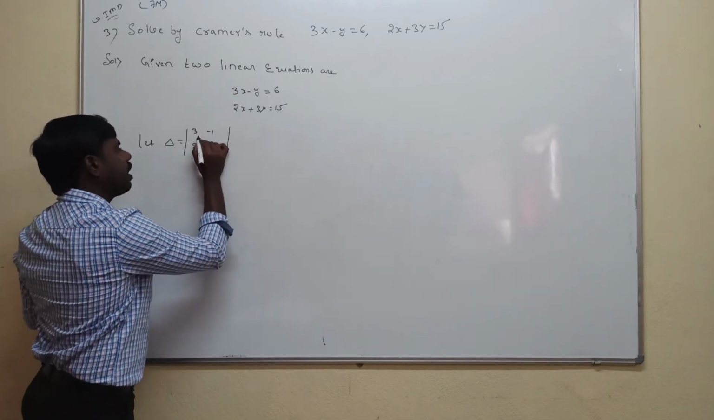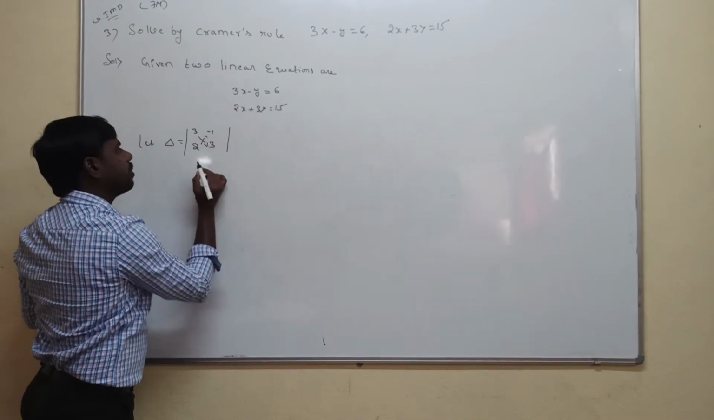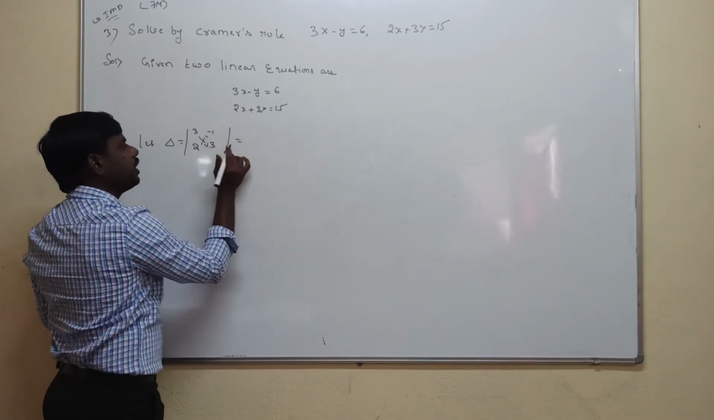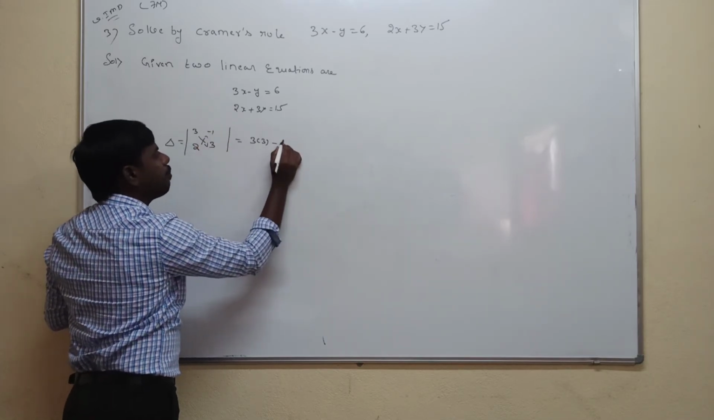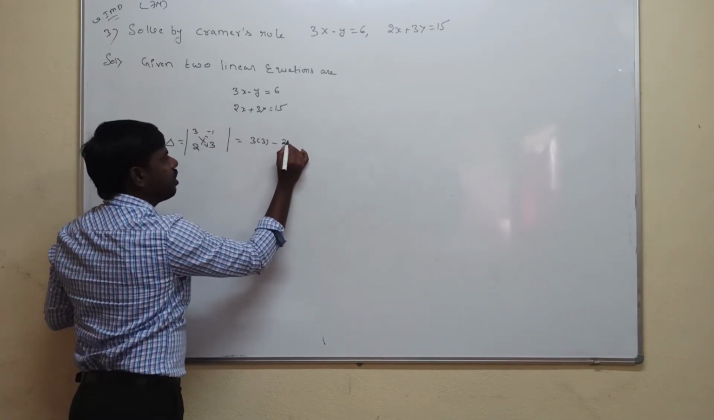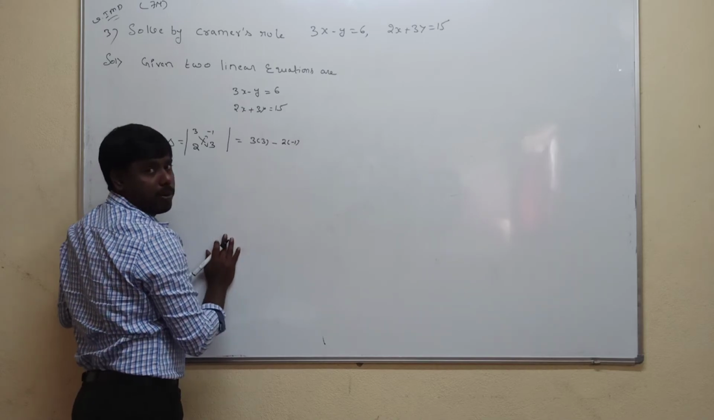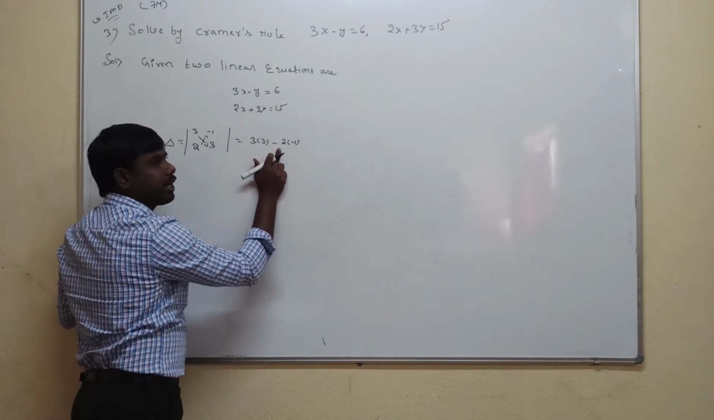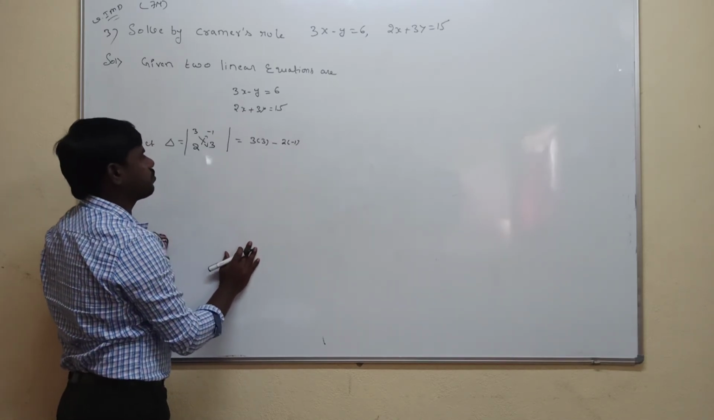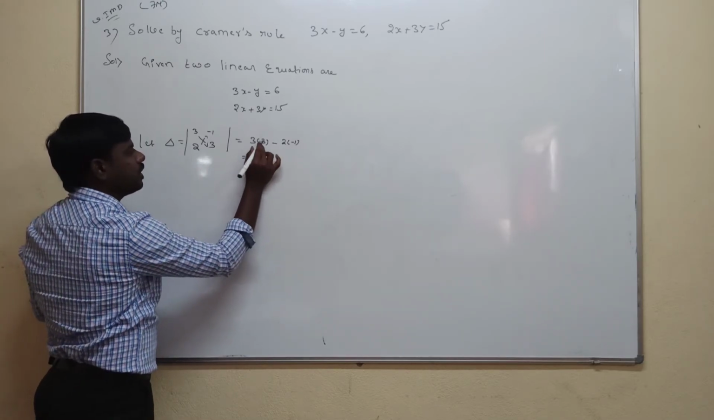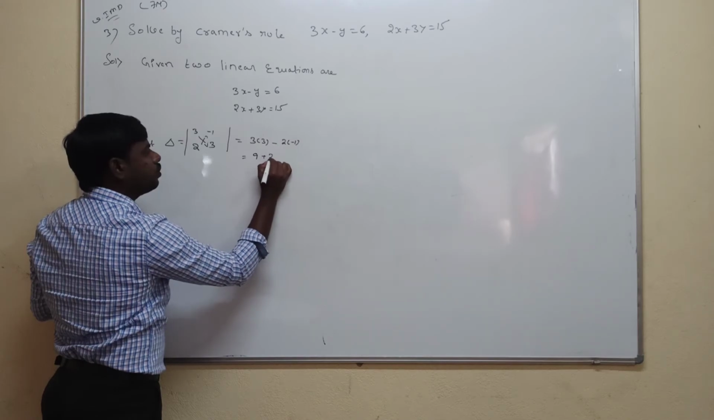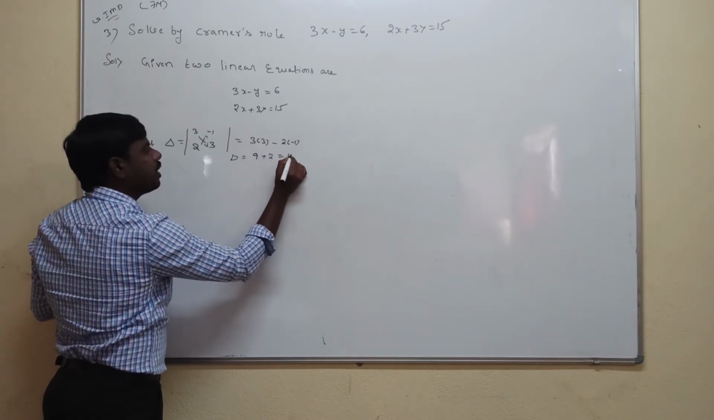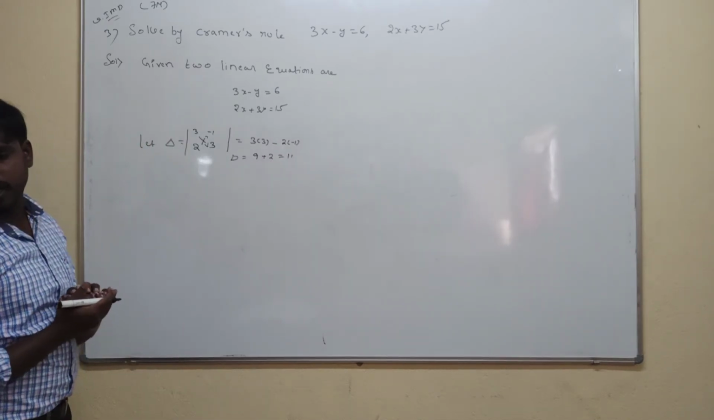Now we apply the cross multiplication method: AD minus BC. 3 into 3 is 9, or else we can write step by step: 3 into 3 minus 2 into minus 1. Whenever we apply the cross multiplication method, take the negative symbol in the middle. Don't forget this. Delta is equal to 3 threes are 9, minus into minus is plus, 2 into 1 is 2. So the delta value is 9 plus 2, which is 11.